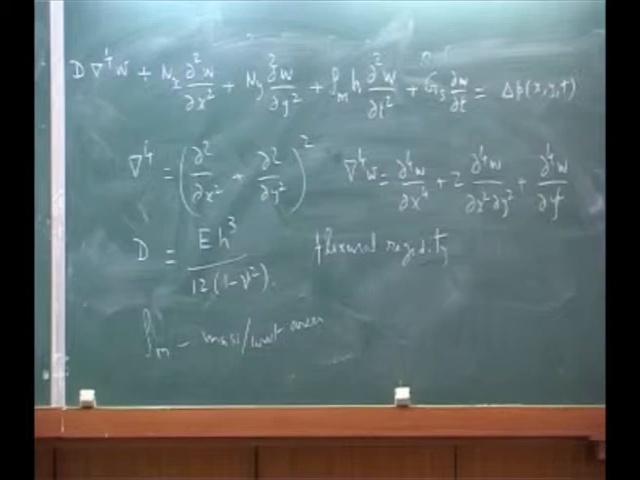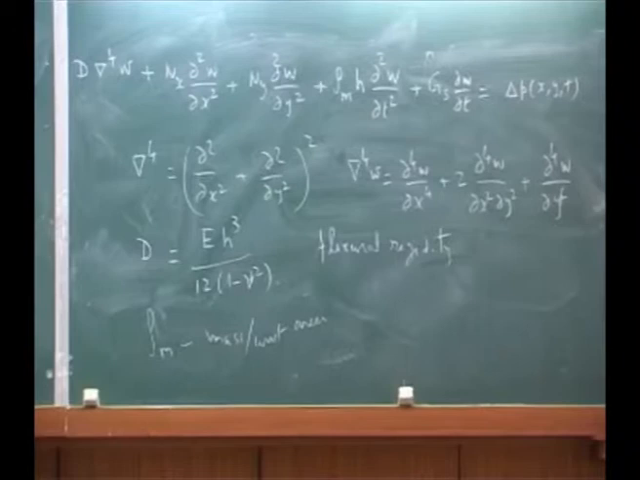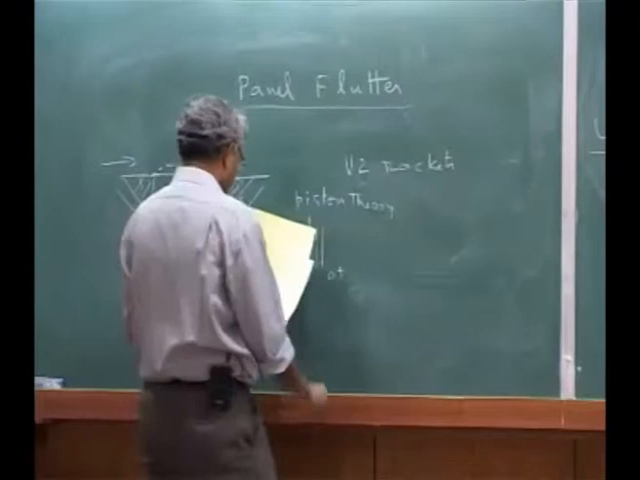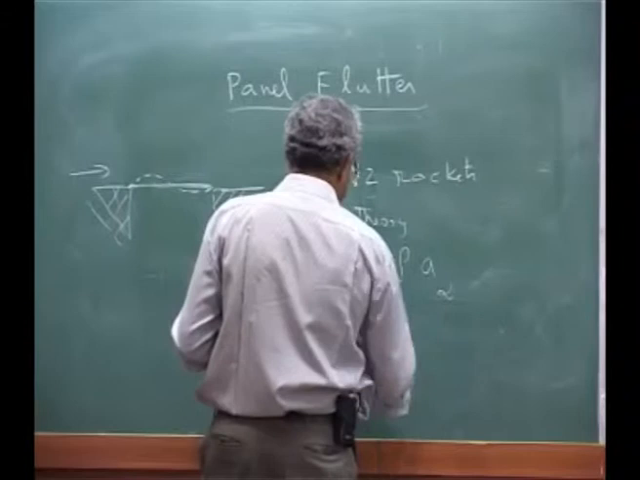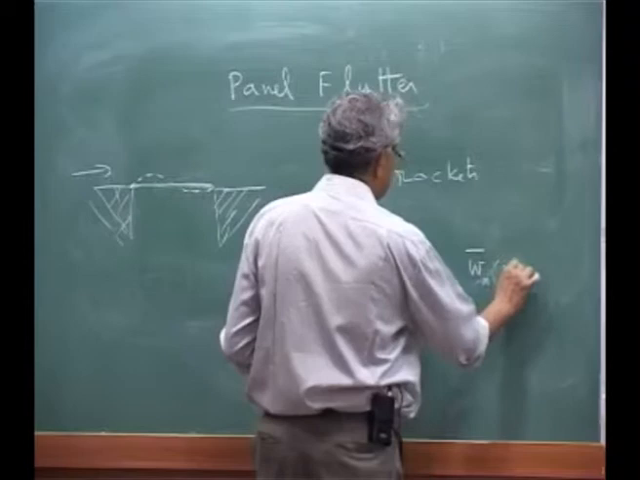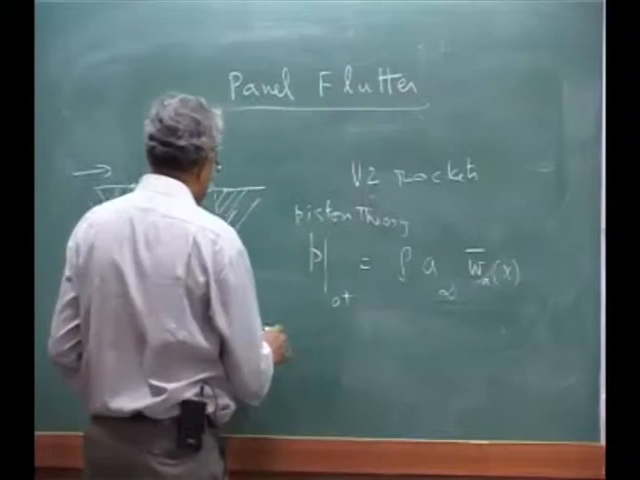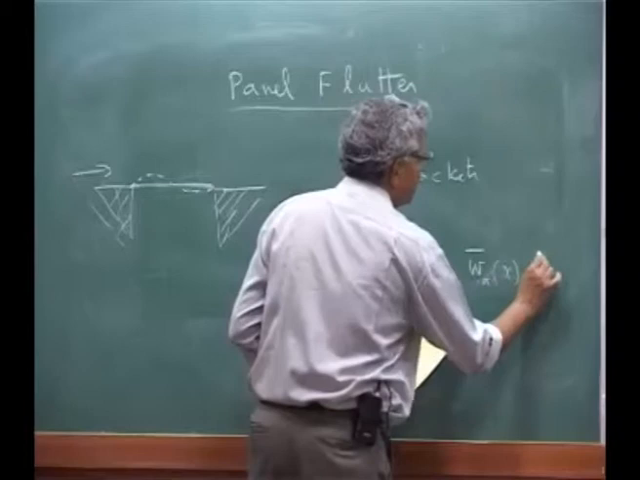Because piston theory, you remember piston theory? That is a high frequency approximation. Piston theory says P is P0 plus, this is due to piston theory, which we derived earlier, high frequency of the supersonic. We had rho A infinity W bar A at x, where W bar A is W bar into, if it is oscillating, W bar e^(i omega t), that's all.